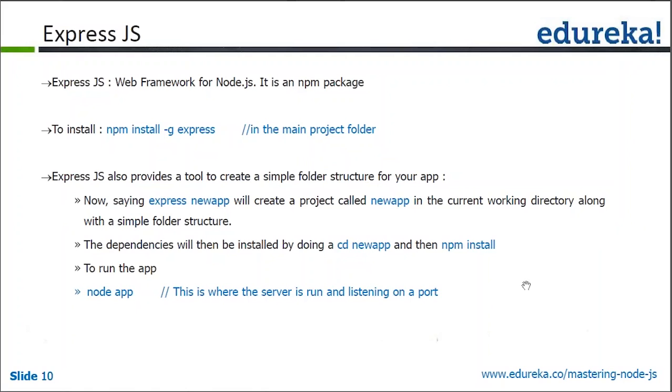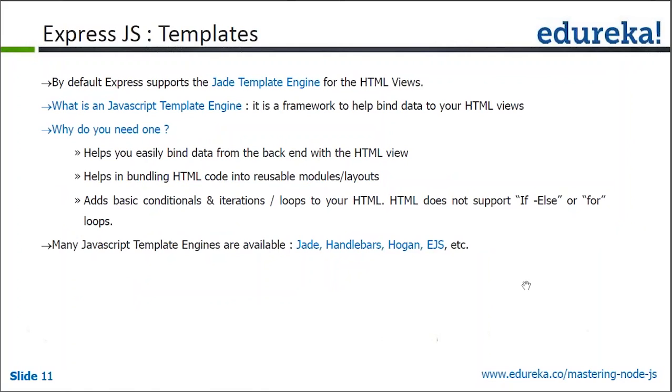So we've looked at Express.js, we've looked at the web framework. We've looked at the npm package manager, right? And we're going to look at Jade templates right now, and I'm going to talk about what Jade is. Jade is essentially a framework. It helps bind data. So in a way, it's a view and templating engine that you can use with Node.js. So it helps you easily bind the data from the backend to the HTML view.